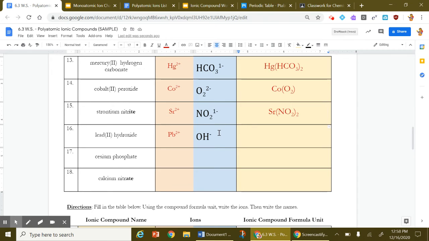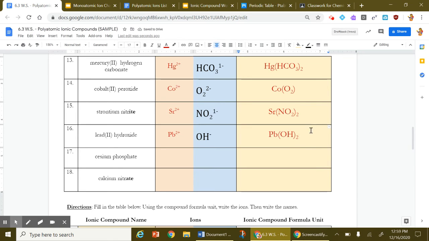Well, I can see how this is going in my mind now. This hydroxide is a 1 minus charge, so that's 1 lead. This lead has a 2 plus charge, so that's going to be 2 hydroxides. Let me tell you how you write this, all right? Pb, OH in parentheses, 2. If you have more than 1 polyatomic ion, it has to go into parentheses.